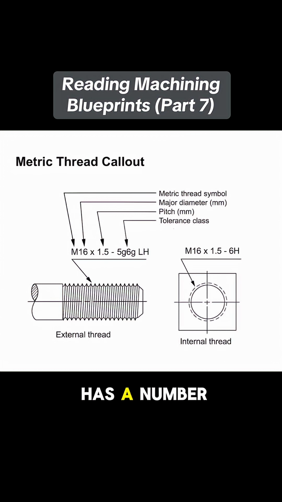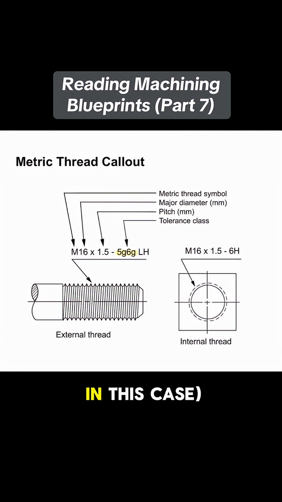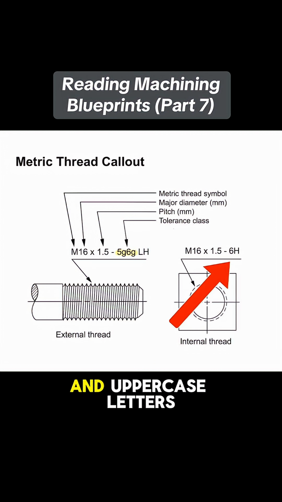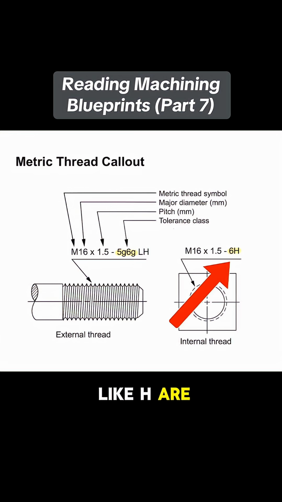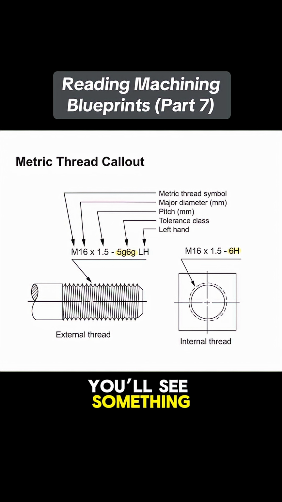Each of these has a number and a letter. The number, like 5 or 6, is the tolerance grade. A lower number means a tighter tolerance and higher precision. The letter, G in this case, is the tolerance position, which tells you how that tolerance zone sits relative to the nominal size. Lowercase letters are used for external threads, like bolts, and uppercase letters like H are for internal threads, like holes or nuts. So if you're tapping a hole to match this bolt, you'll see something like M16 by 1.5 6H on the drawing.